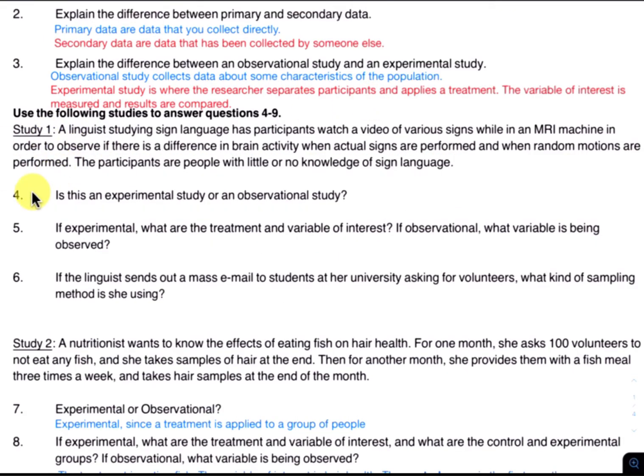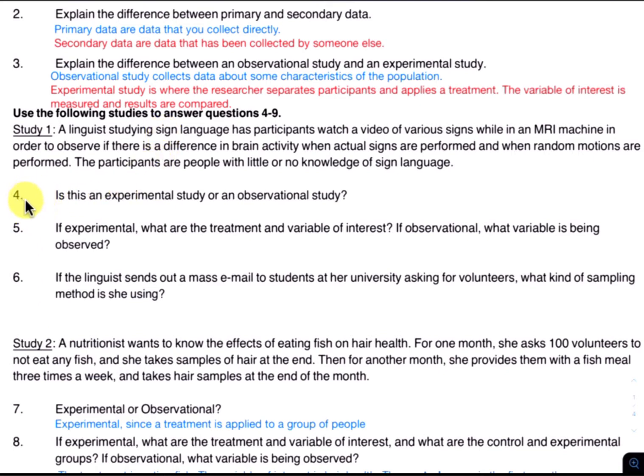All right, here is 4, 5, and 6. Looking at study number 1. A linguist studying sign language has participants watch a video of various signs while in an MRI machine in order to observe if there is a difference in brain activity when actual signs are performed and when random motions are performed. The participants are people with little or no knowledge of sign language.